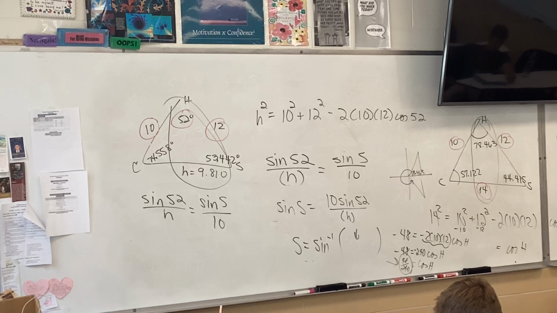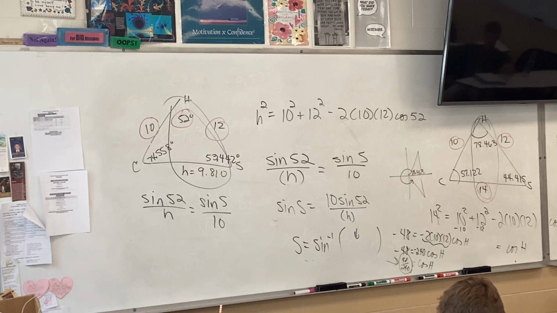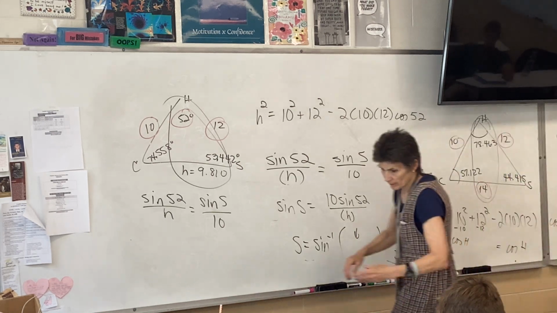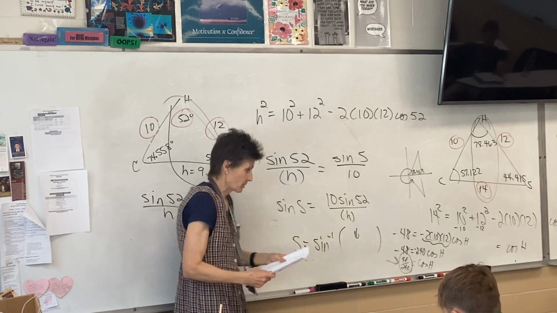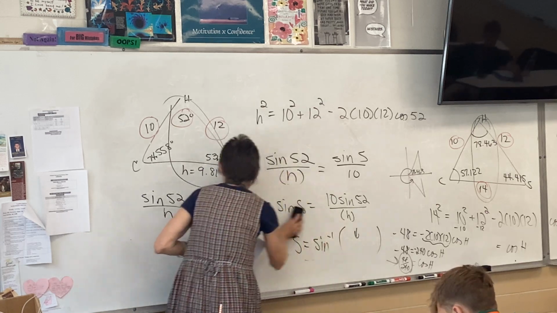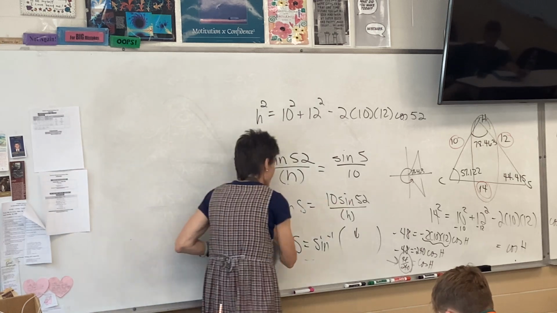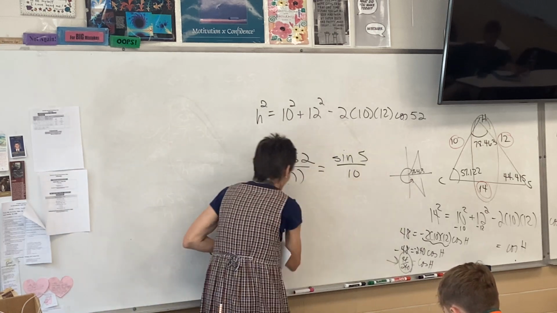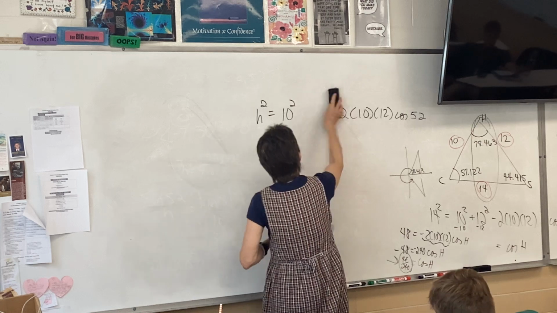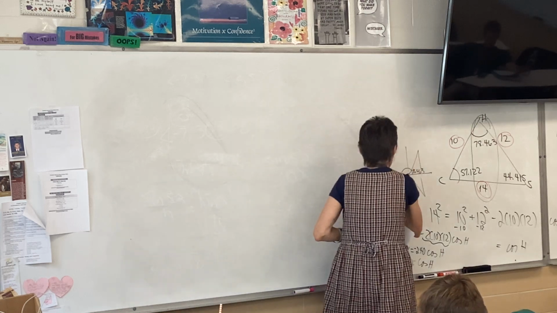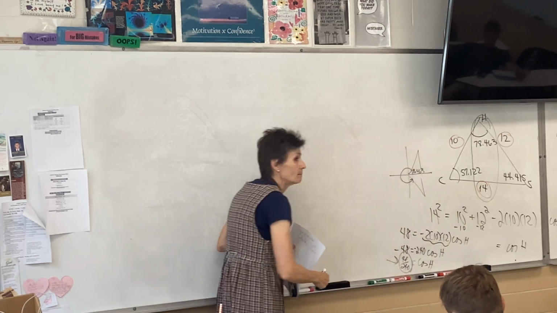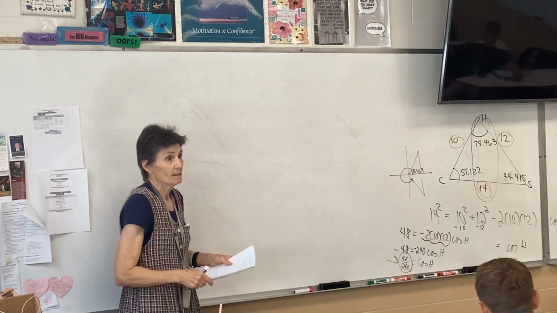But what's the drawback? If you're stuck with 1/2 base times height, what is the drawback? Look at the triangle in 11A. What's wrong with just doing 1/2 base times height? You don't know the height. So if you're going to rely on 1/2 base times height, then you're going to have to do some trigonometry every time in order to find the height.